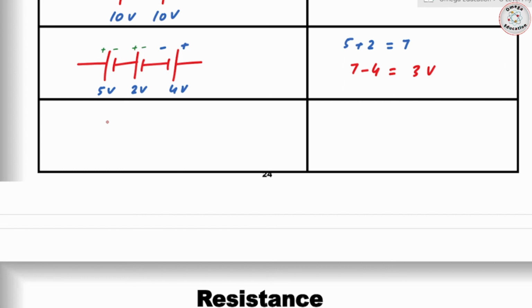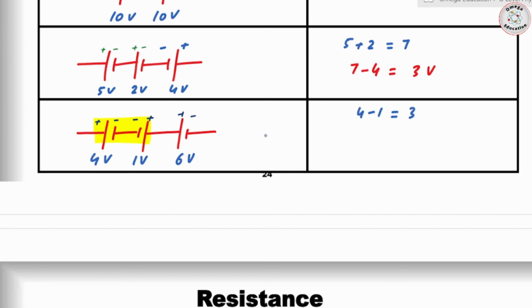Then we have another situation. So this is what we have. Let's say 4 volts here, 1 volt here, and 6 volts here. And the orientation is positive followed by negative, then negative followed by positive, positive followed by negative. What if we sort out this one first? Let's try to sort out this side first. It'll be 4 minus 1, because they are in the opposite orientation. The like terminals are in front of each other. So 4 minus 1, in the first step it'll be 3.